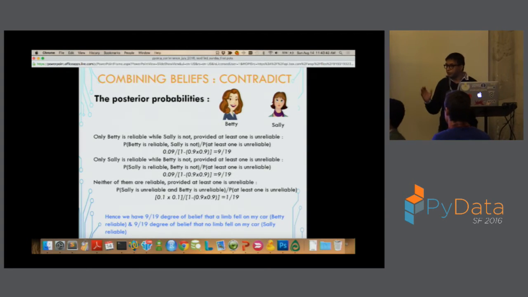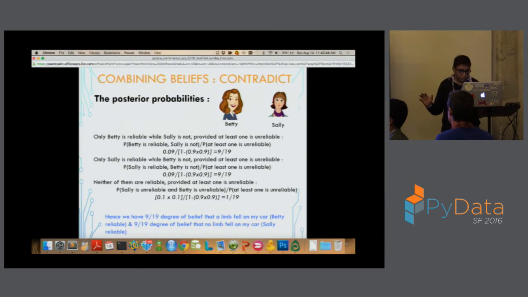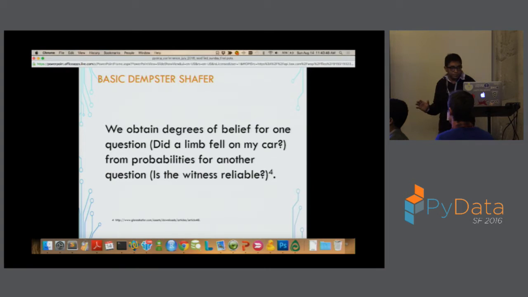We can go through the math if you have questions. I can sit with you, I can show you what we did, and we can give you the references for this as well. So what we are trying to show here is we obtained degrees of belief for one question, did a limb fall on my car, from the probabilities of another question, is the witness reliable? So we have moved something.